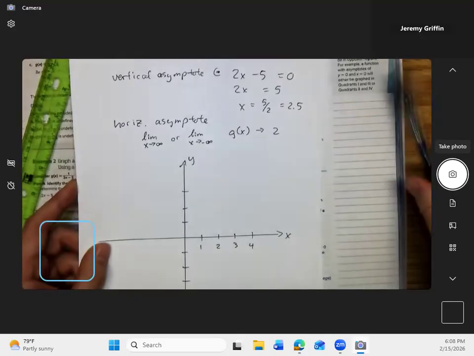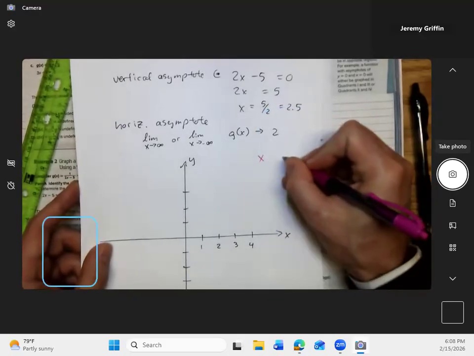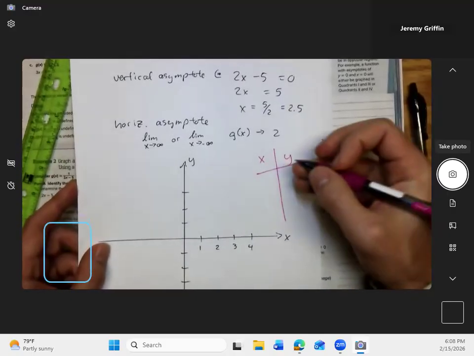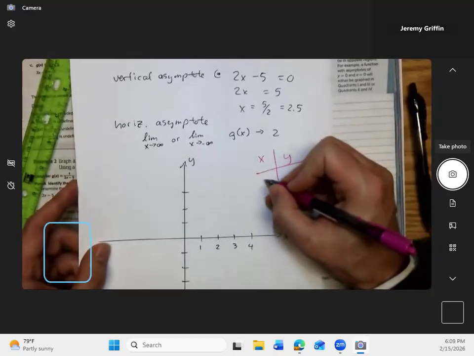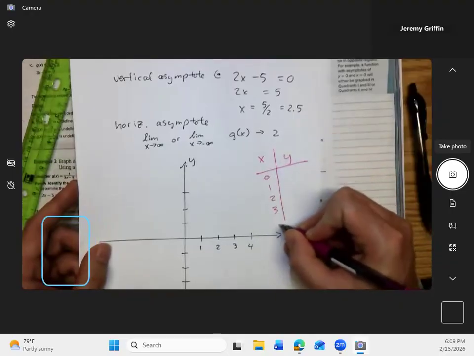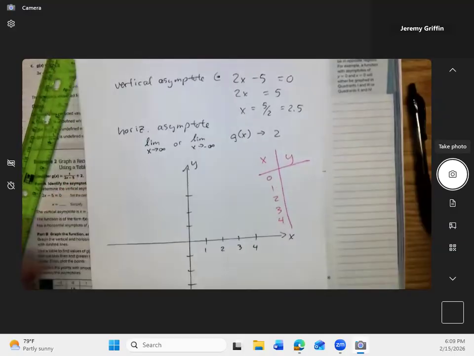Let's create an XY table here. Here we go. Switch ink color. X, Y to make this table. Okay. So let's go about 0, 1, 2, 3, 4. Let's run those numbers and see what happens.